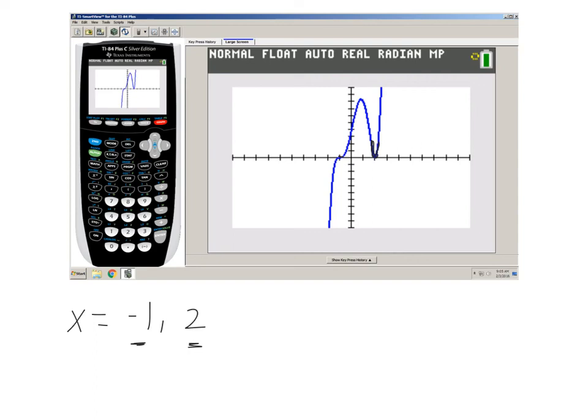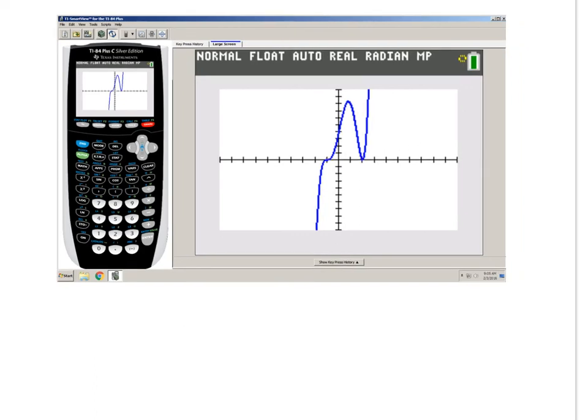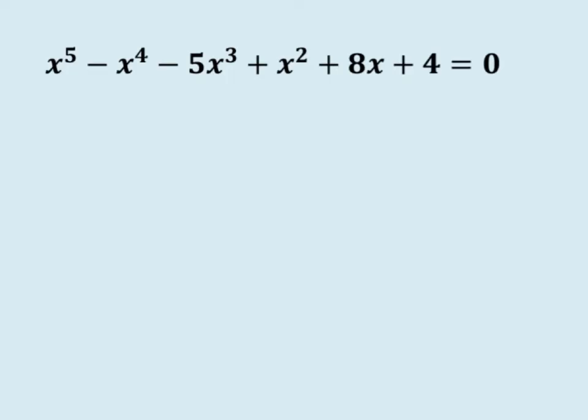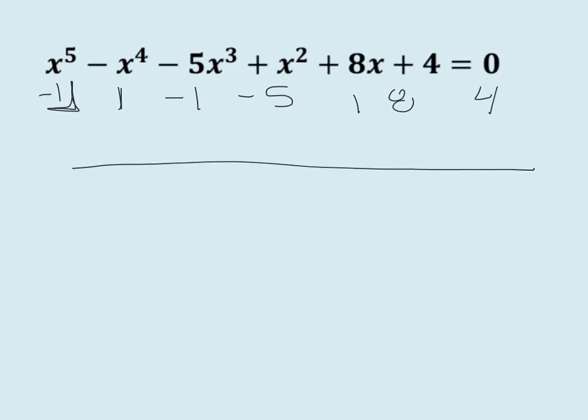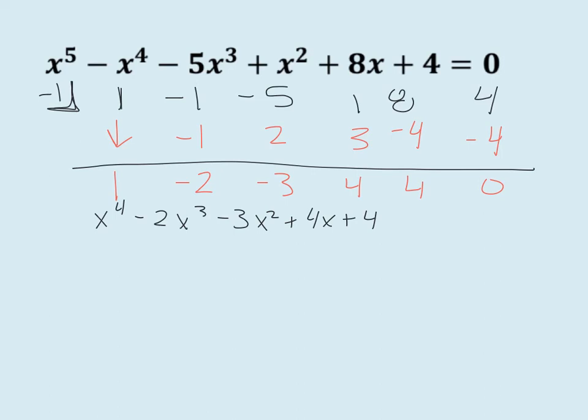So if I look back at my problem, I am going to have my -1 in the box first. And again, looking at your leading numbers, 1, -1, -5, 1, 8, and 4. So right now I want you to pause the video. I want you to divide that first. And this is what you should have got when you divided.